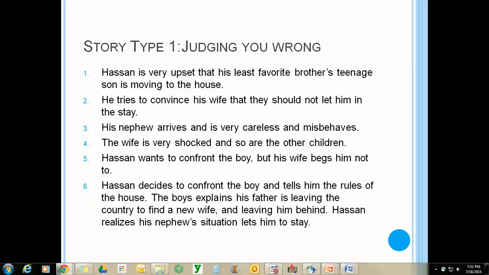Hassan decides to confront the boy and tell him the rules of the house, but the boy explains that his father is leaving the country to find a new wife and leaving him behind. So Hassan realizes his nephew's situation, and in the end, he just lets him stay. So, there you go. Somebody who judged his nephew because he's like, okay, you're my least favorite brother, so I don't even want to be nice to you whatsoever. But at the end, he's like, okay, he's just a kid, and I should just take care of him because this is my nephew. I'm his uncle.